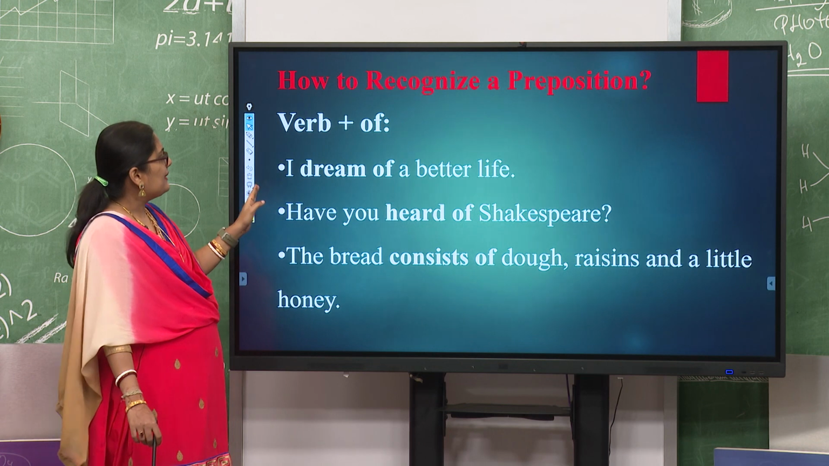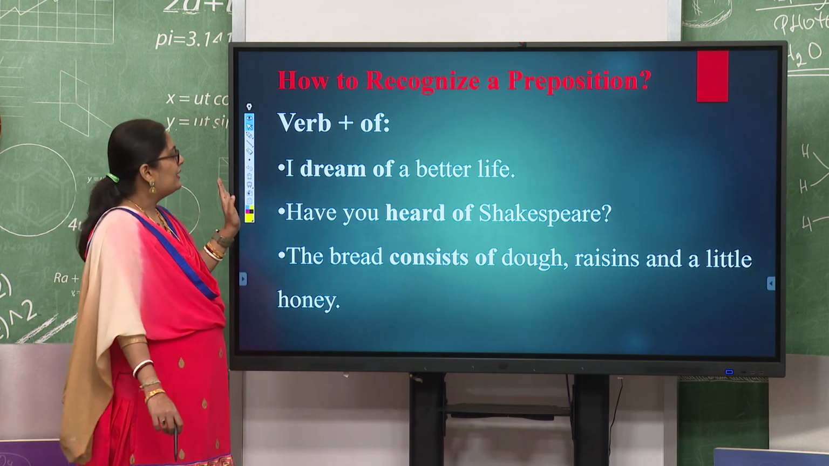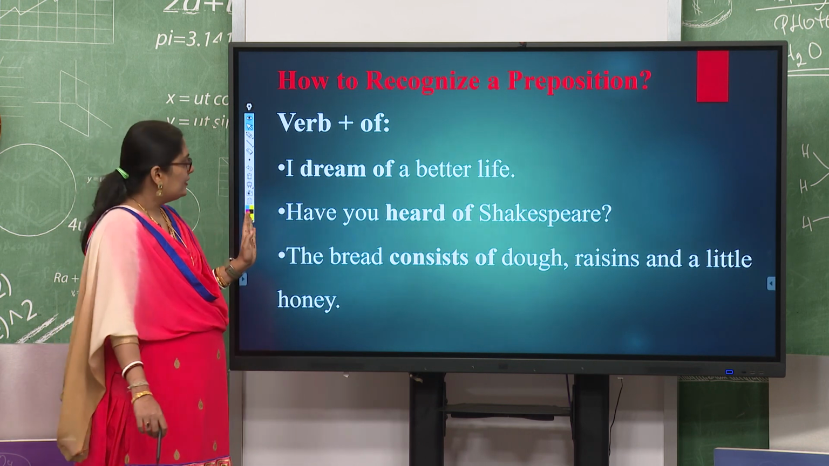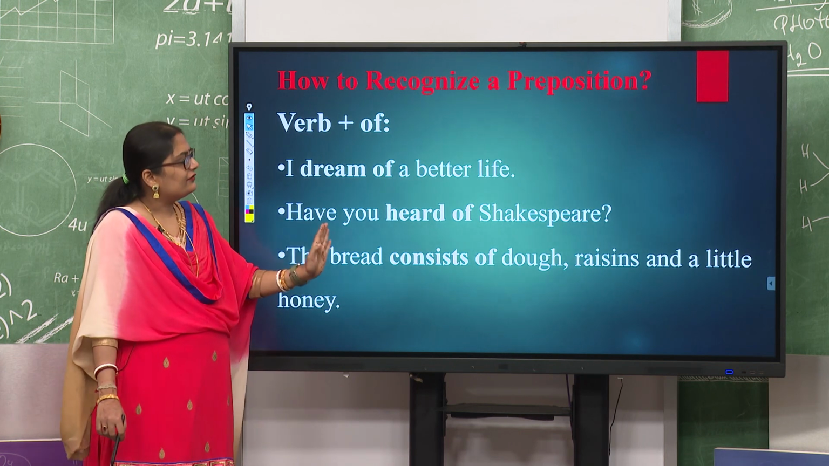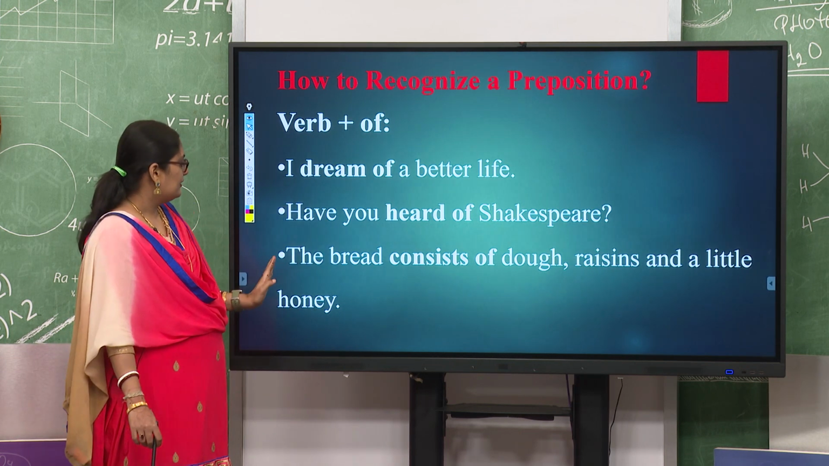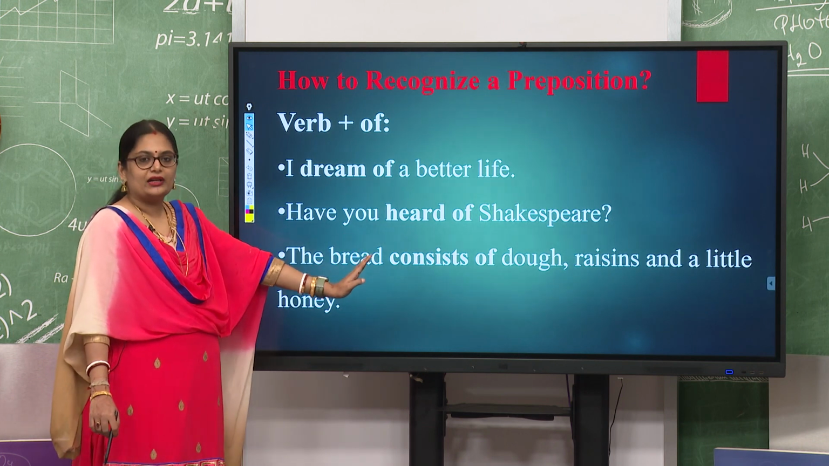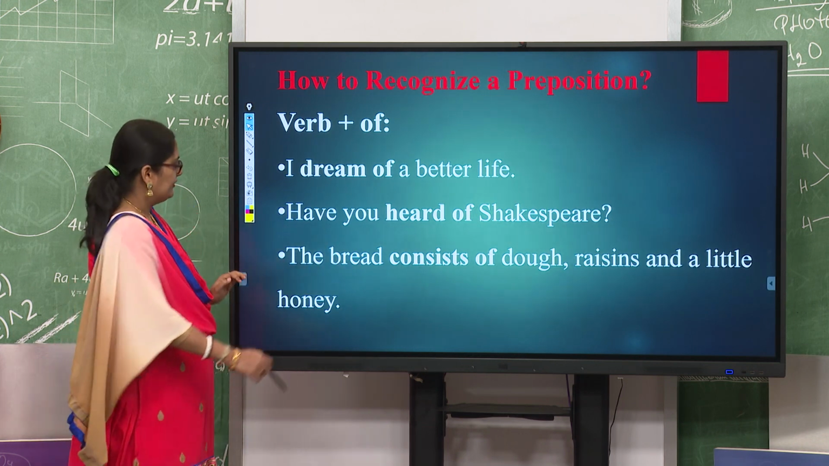So, what are the better examples? I dream of a better life. Have you heard of Shakespeare? The bread contains dough, raisins and a little honey. It consists of dough, raisins and a little honey.